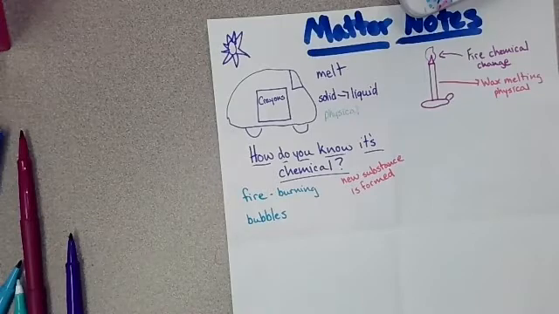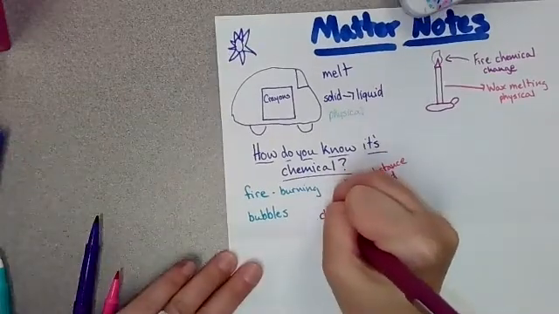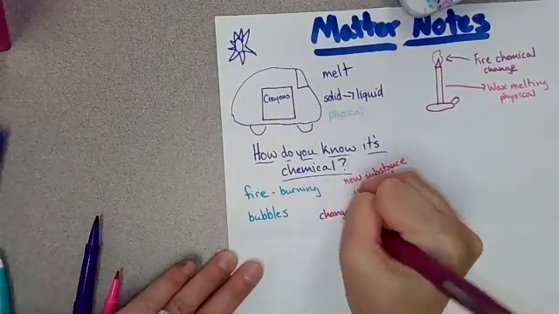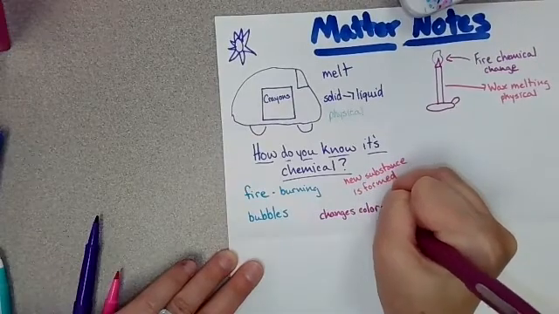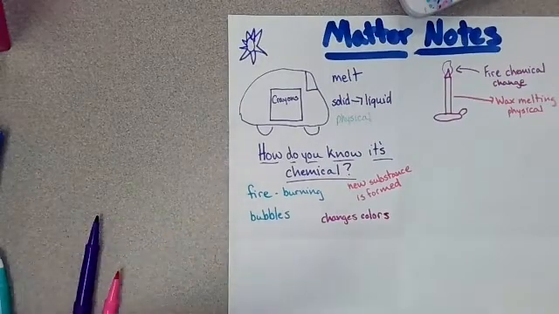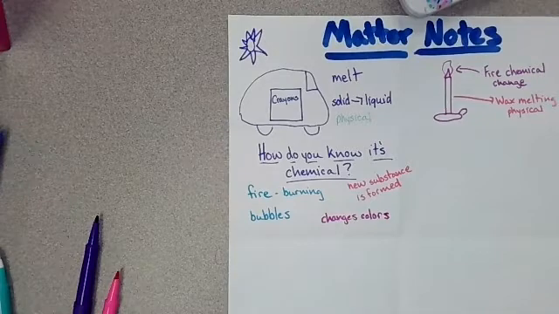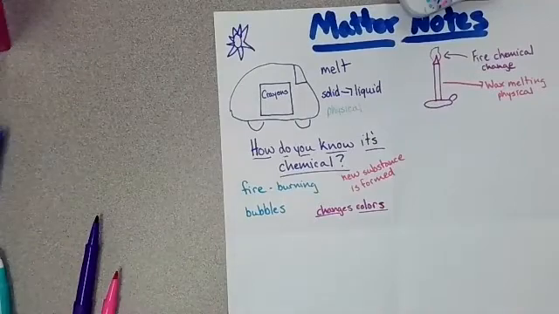You know another way to tell if it's chemical? If it changes color. That's a big one. Like when something rusts, doesn't it change color? It goes from metal to being rusty, like red. So these are the ways you can know that it's a chemical change.